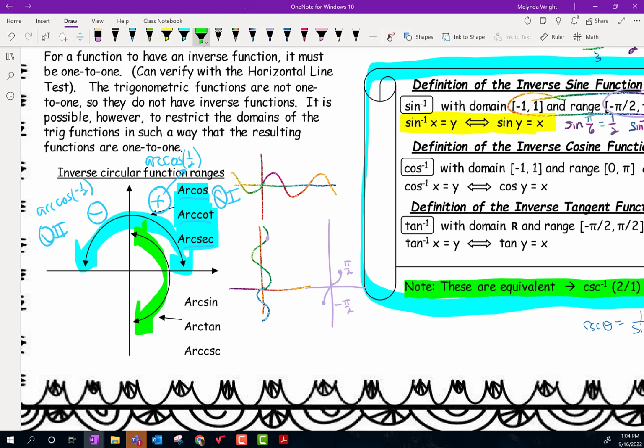The other three, arc sine, arc tangent, arc cosecant, belong in these two quadrants. So for example, if we have arc sine of root 3 over 2, that's going to be in quadrant 1, because that's a positive number. Root 3 over 2 is positive. If we have arc sine of negative 1/2, that's going to be in quadrant 4. That's where the angle measure is going to reside, in quadrant 4.